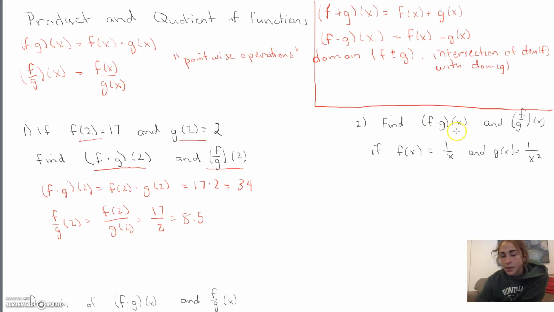Now let's move on to a slightly trickier one. I want to know what's happening for every value of x. So I just use the definition. To do f times g of x, all I need to do is multiply the function f of x by the function g of x. So I have 1 over x times 1 over x squared, and that gives me 1 over x cubed. Easy enough. Let's scroll down a little bit.